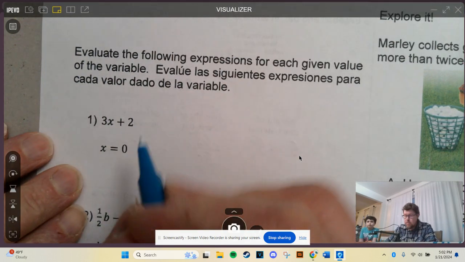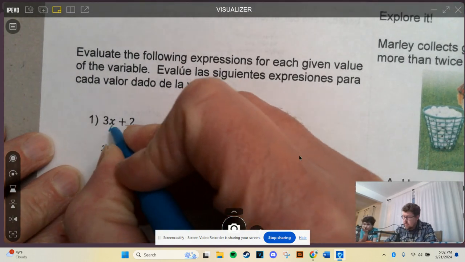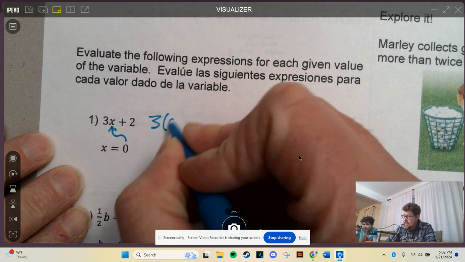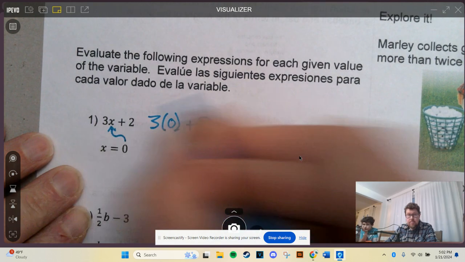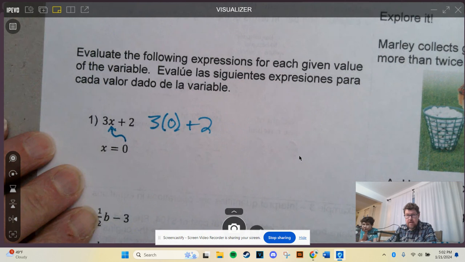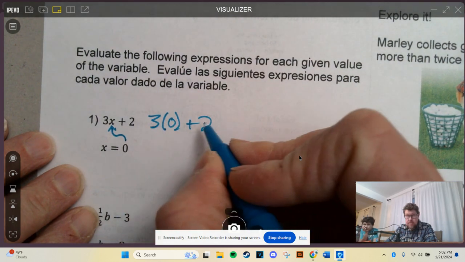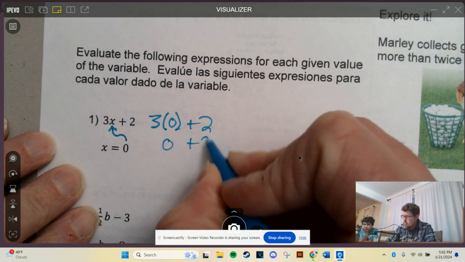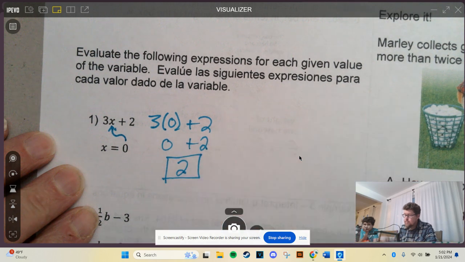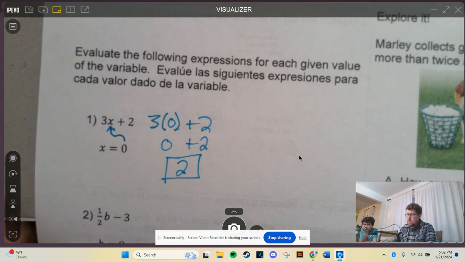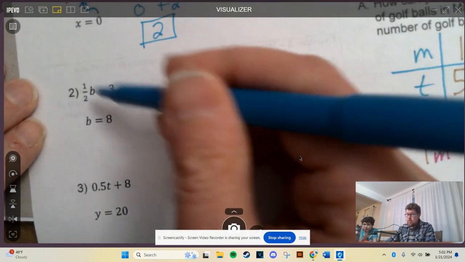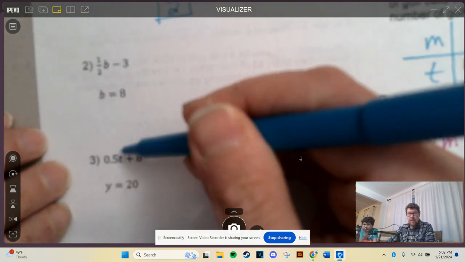Since x is equal to 0, I can take that 0 and plug it in here. So it becomes 3 times 0 plus 2. The x completely goes away and is replaced by that number, right? So 3 times 0 is 0, plus 2 is 2. That's how you'd solve it. You'd take that 8 and plug it in for the b. You take that 20 and plug it in for the t.